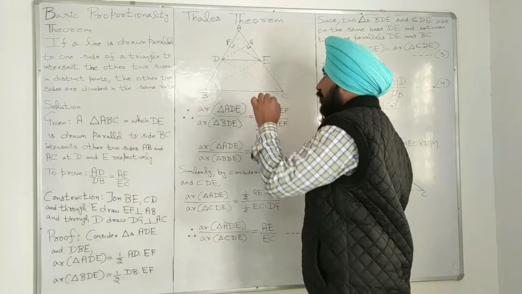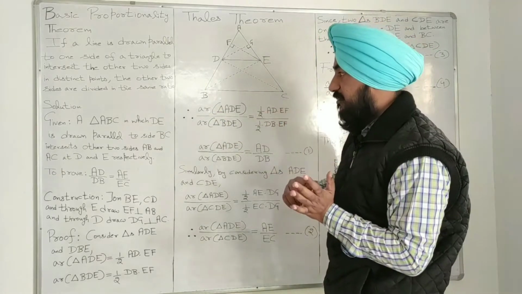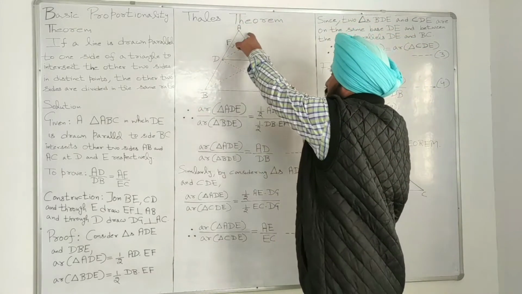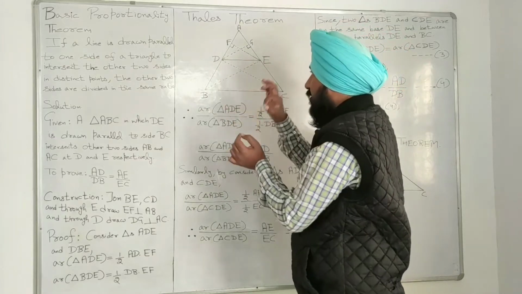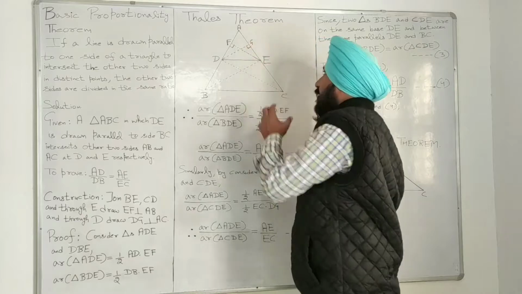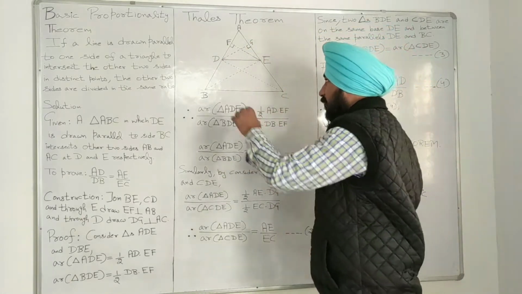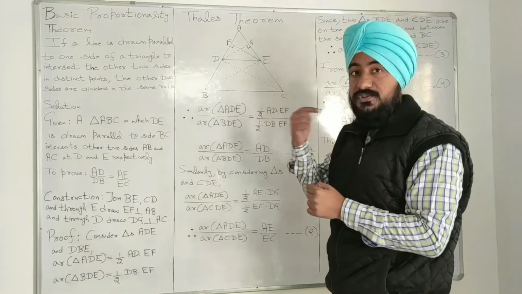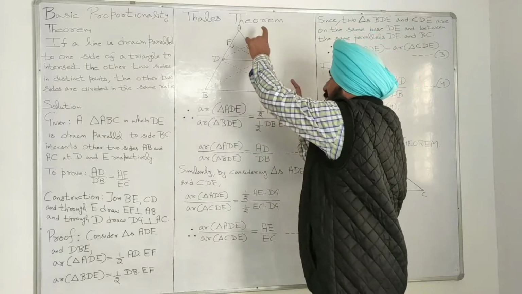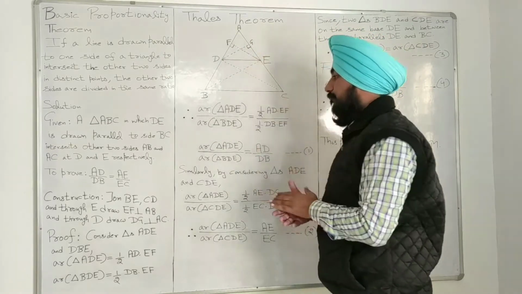So this DE, which is drawn parallel to side BC, intersects the other two sides of the triangle, AB and AC. It intersects AB at point D and AC at point E.